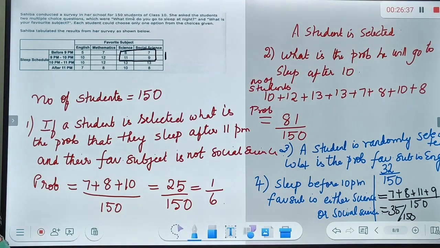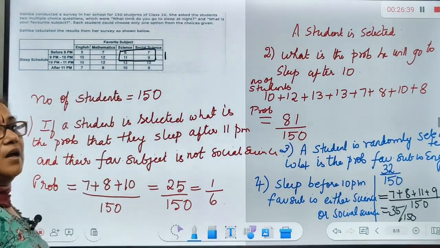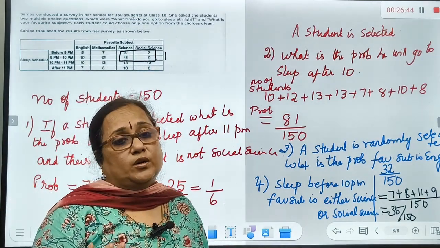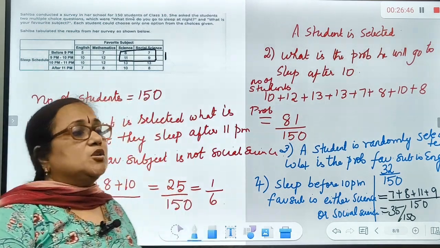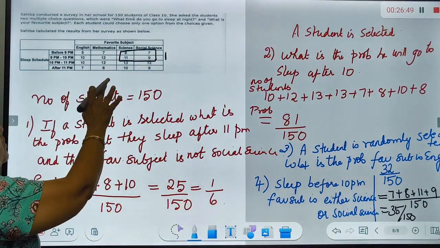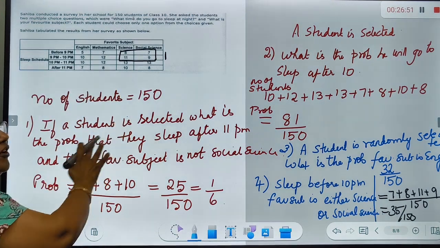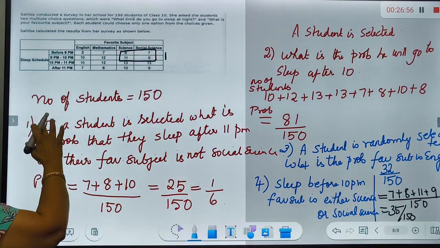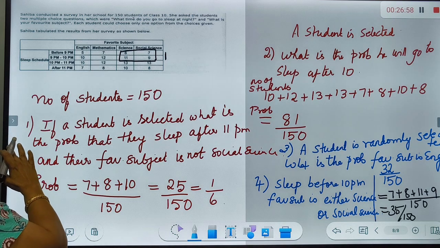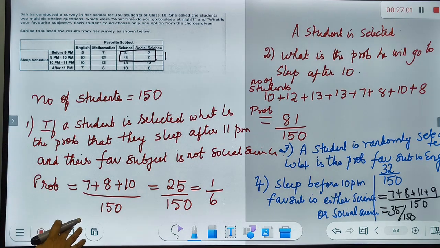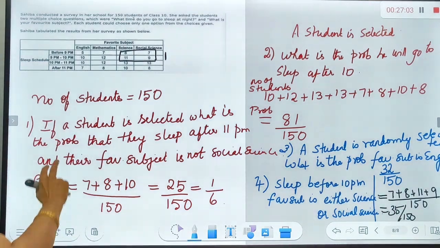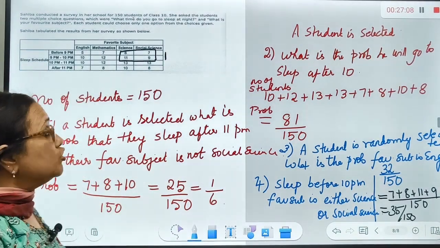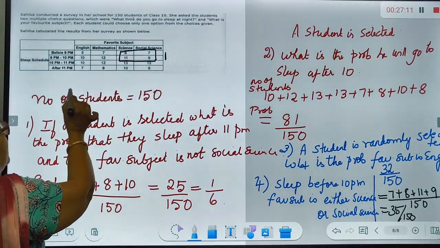So what is important here is when you are given data, how to interpret the data, how to use the given data to solve the required problems. In this case the data is given in the form of a tabular column, right? It's a recording of a survey done by a person called Sahiba on two parameters, one based on sleep schedule, the other based on favorite subject. So you should know how to interpret this data.